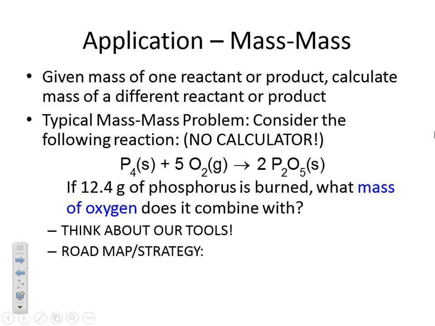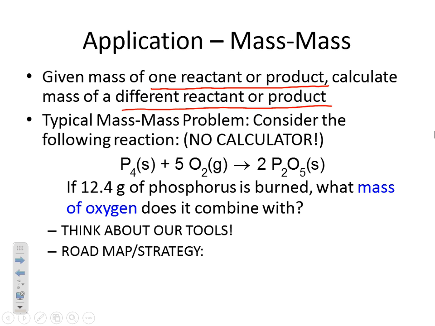Again, this is an application. And this type of problem will give you the mass of one thing, one reactant or one product, and it will ask for the mass of a different reactant or a different product. That's why I call it mass-mass, meaning it gives you the mass of one thing, it's asking for the mass of something else. Now, this is simply just an application of all the tools in the toolbox, and you can solve this by simply using the stuff that we talked about in class.